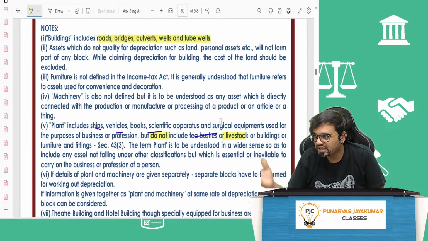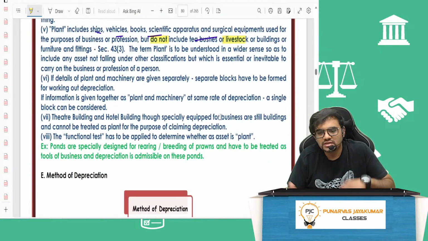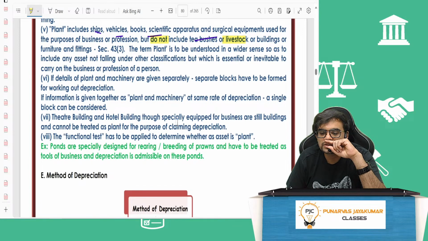Chairs, screen. So if you see, a theater building and a hotel building, those specially equipped for business are still buildings and cannot be treated as plant for the purpose of claiming depreciation. So the entire theater building, since the main thing, including everything, is building only.